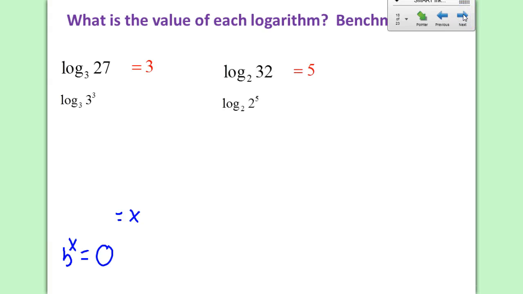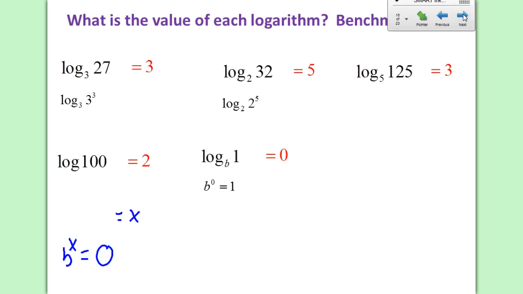So we know that the log of 27 base 3 is 3. We know that the log of 32 base 2 is 5, using that same base. We know that the log of 125 base 5 is 3, and the log of 100 base 10 is 2. What about the log of 1? Well, the only way you can get 1 is to put 0 on any base, so that's just going to be 0.